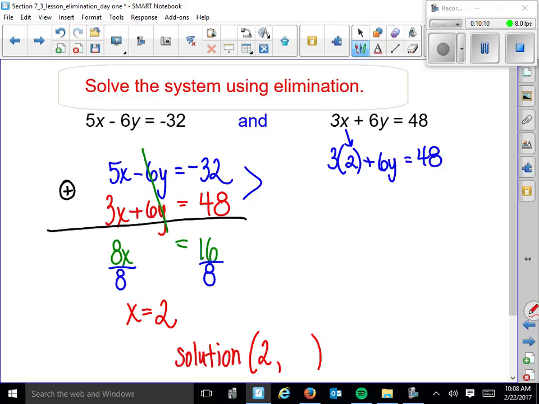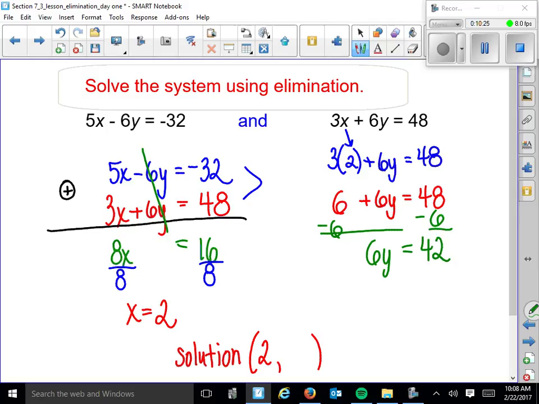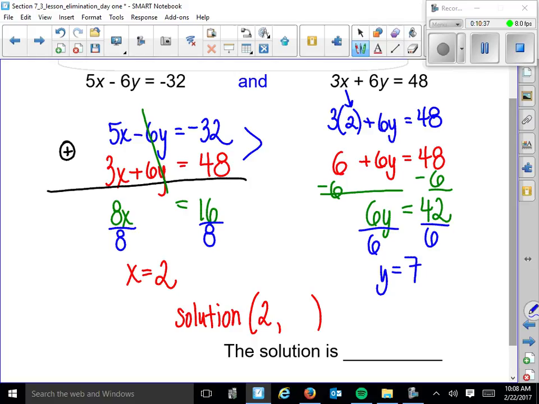I know that 3 times 2 is 6, so 6 plus 6y equals 48. And to solve for y, I need to subtract 6 from each side. That's going to give me 6y equals 42. When I divide each side by 6, that will leave me with y equals 7. So now I do have my solution of 2, 7. So the solution is the ordered pair 2, 7.